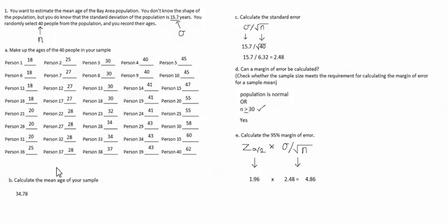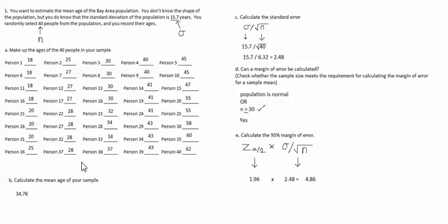When you're calculating the mean of a sample, the standard error is the population standard deviation divided by the square root of the sample size. The question says that the population standard deviation is 15.7, so I plugged in 15.7 right here. The sample size is 40 because I have 40 people, so I plugged in 40 right here. 15.7 divided by the square root of 40 is 2.48. That's the standard error.